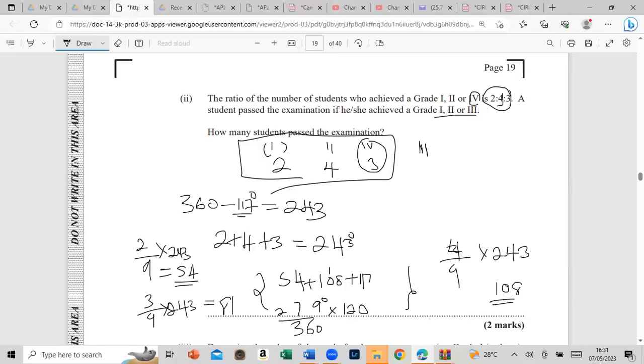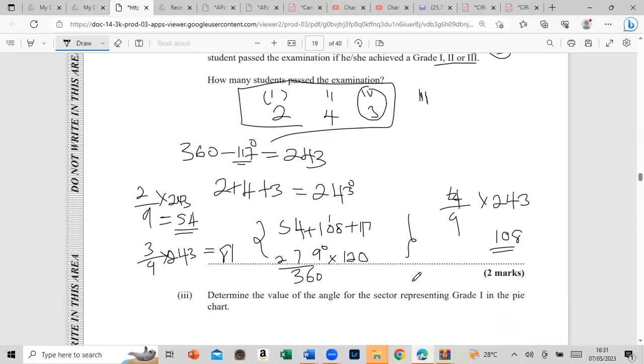So this was a nice challenging one. This worked out to 93 according to the calculator. Not persons, not degrees, 93 students. So it's a total of 93 students passed. Awesome, awesome. So this will be our answer.